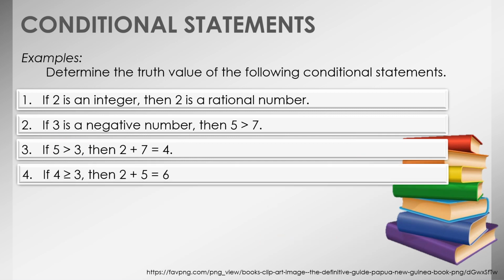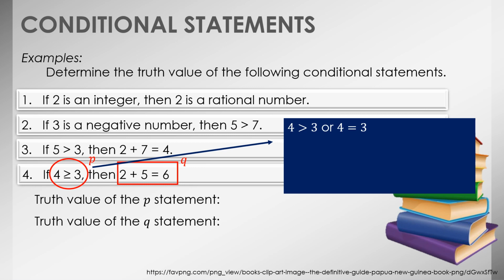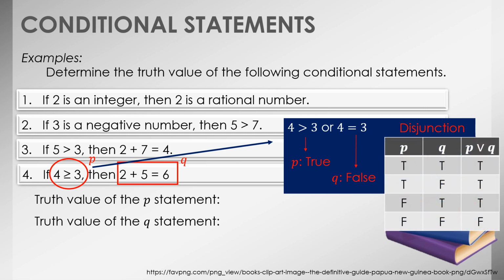Next, we have this. Note that in this conditional statement, this is our P while this is our Q. Now, let's determine the corresponding truth values. Note that the P statement can be written equivalently as this one, and we learned in the previous video on chapter 3 that this is a disjunction statement. So, for us to determine the truth value of the P statement, we need to first determine the truth value of this disjunction statement. Observe that we have the following truth values for this statement. Recalling the truth table for disjunction statements, we can see that we are on the second case. Thus, our P statement, which is the disjunction statement, is true.